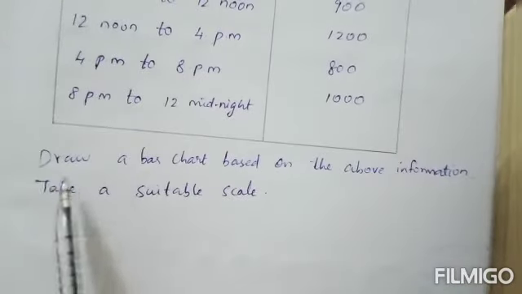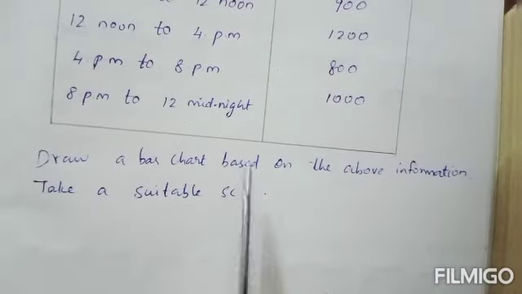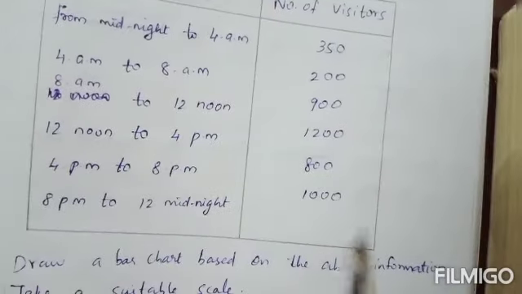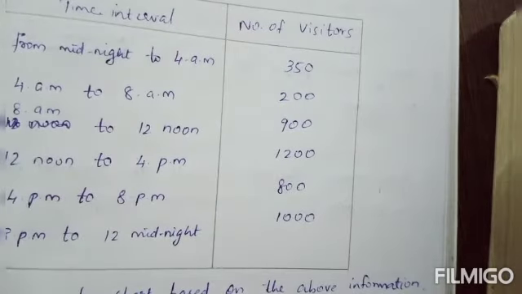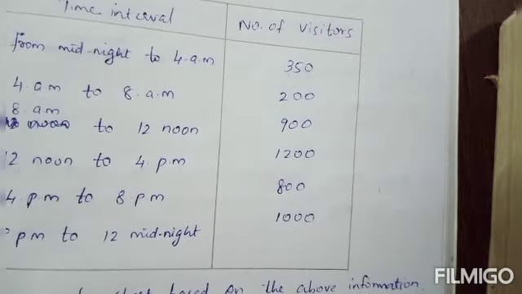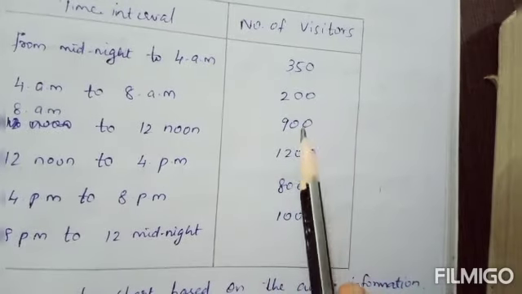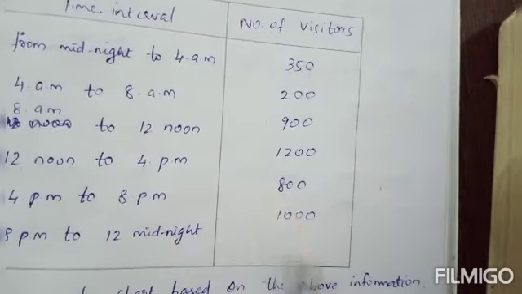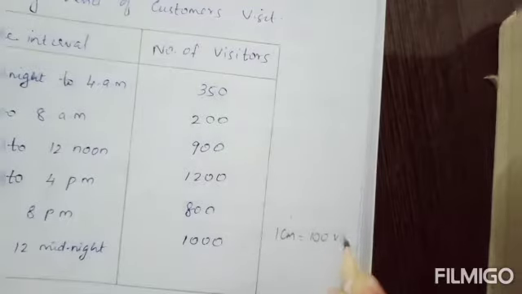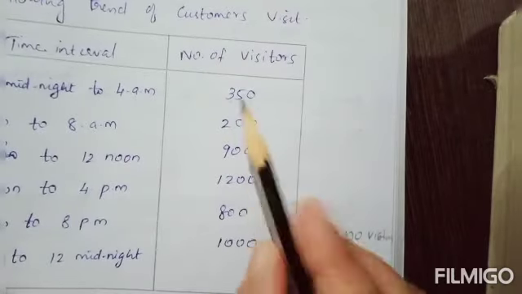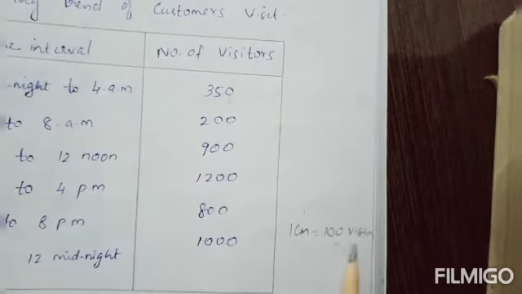Okay. Question is, draw a bar chart based on the above information. Take a suitable scale. So using this information, you have to draw a bar chart. For drawing a bar chart or bar graph, you have to select a suitable scale first. You can see here the numbers given: 350, 200, 900, 1200, 800, 1000. So let us take 1 centimeter equal to 100 visitors. All these numbers except 350 will go in 100. That's why we are selecting 1 centimeter equal to 100 visitors.